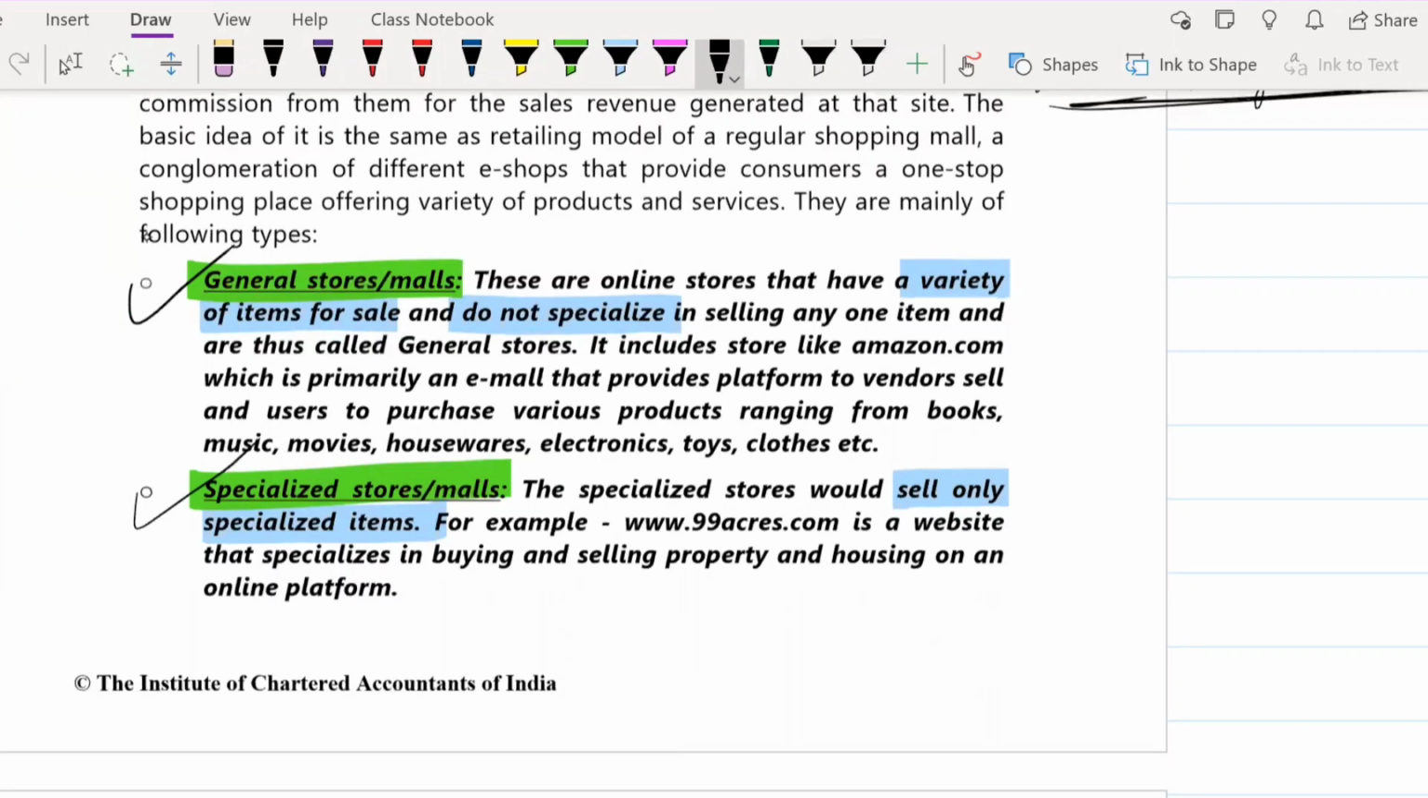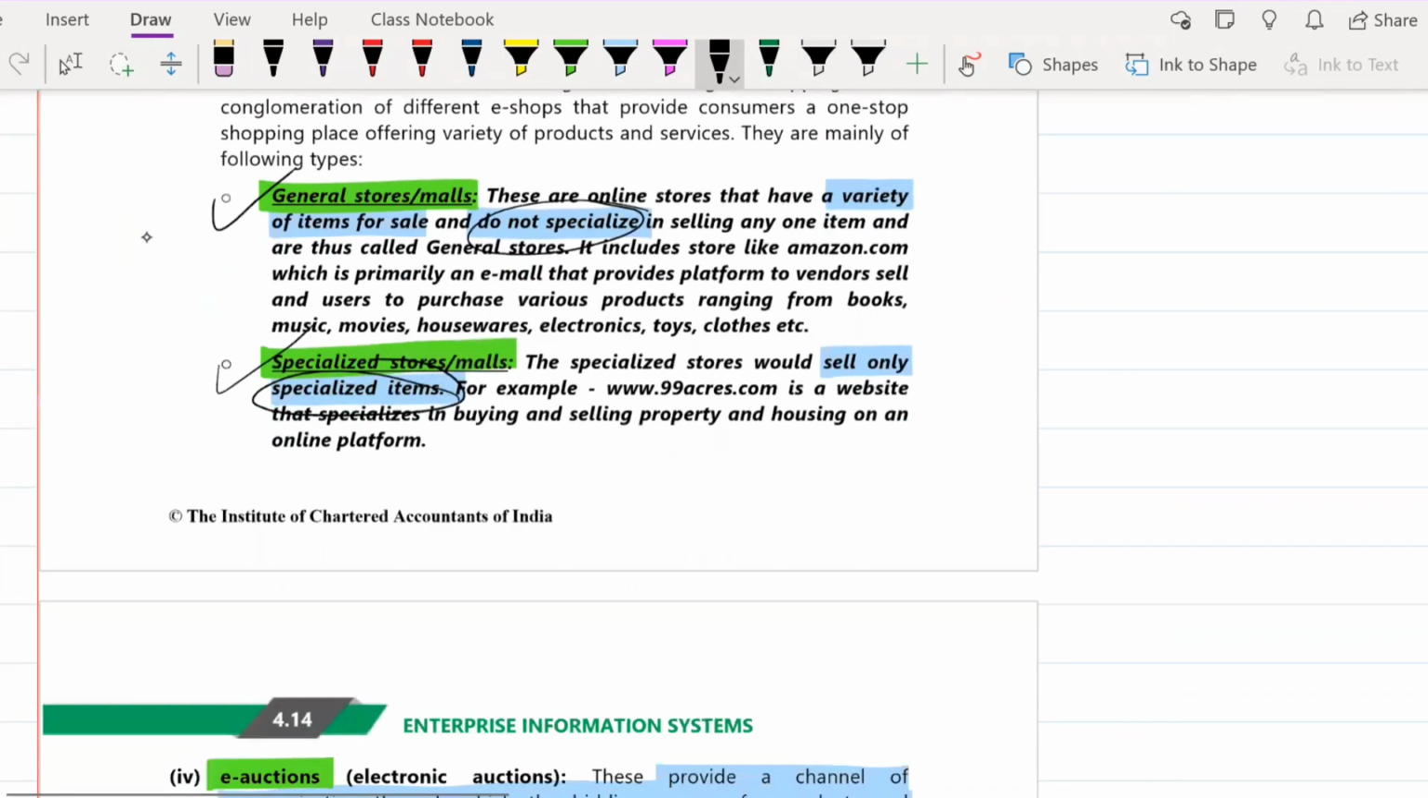In a general e-mall, you will have all kinds of items for sale. There is no specialization. Whereas specialized e-malls only sell specialized items. Example, this is not a perfect example, but if you go into the Reliance Digital website, you will find phones of different companies being sold, correct? So this is a specialization, that only electronic goods are being sold there. So these are your e-malls.